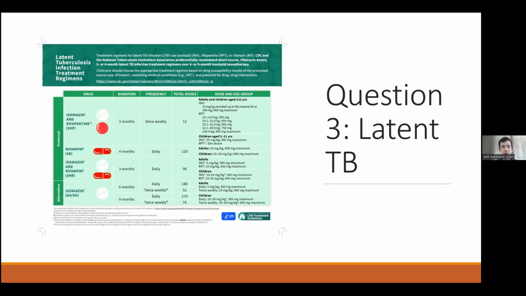Anyone know what you should be giving the patient in addition to isoniazid? B6. Yeah, there we go. Pyridoxine. I think it's a little weird that they didn't include it in the answer choice, but good. The other options: the 3-HP, or isoniazid rifapentine, is actually a regimen. They just gave it to you for the wrong duration. They gave you 24 weeks instead of 12. But if that was 12 weeks, that would actually be a totally reasonable regimen.